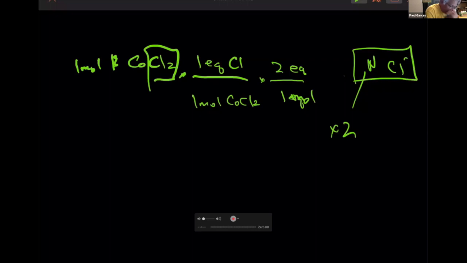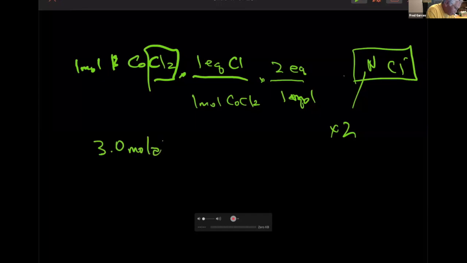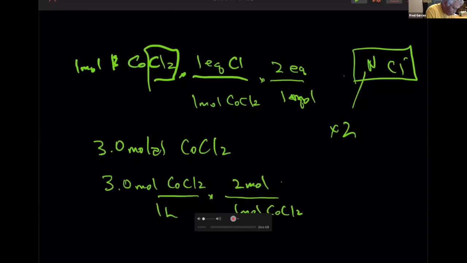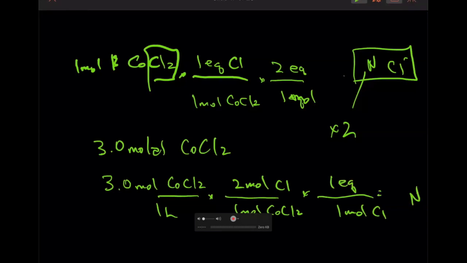See, if you got a 3.0 molar COCl2, then you would write it as 3.0 moles of COCl2 over 1 liter. Then you would say that for every 1 mole of COCl2, you have 2 moles of chlorine. And then for every 1 mole of chlorine, you have 1 equivalence. So that's your normality. You see how that works out? Yes, thank you. You've got to isolate it. So that's where the 2 comes from. It comes from that formula right there. Okay, thank you so much. No problem. Glad to help.